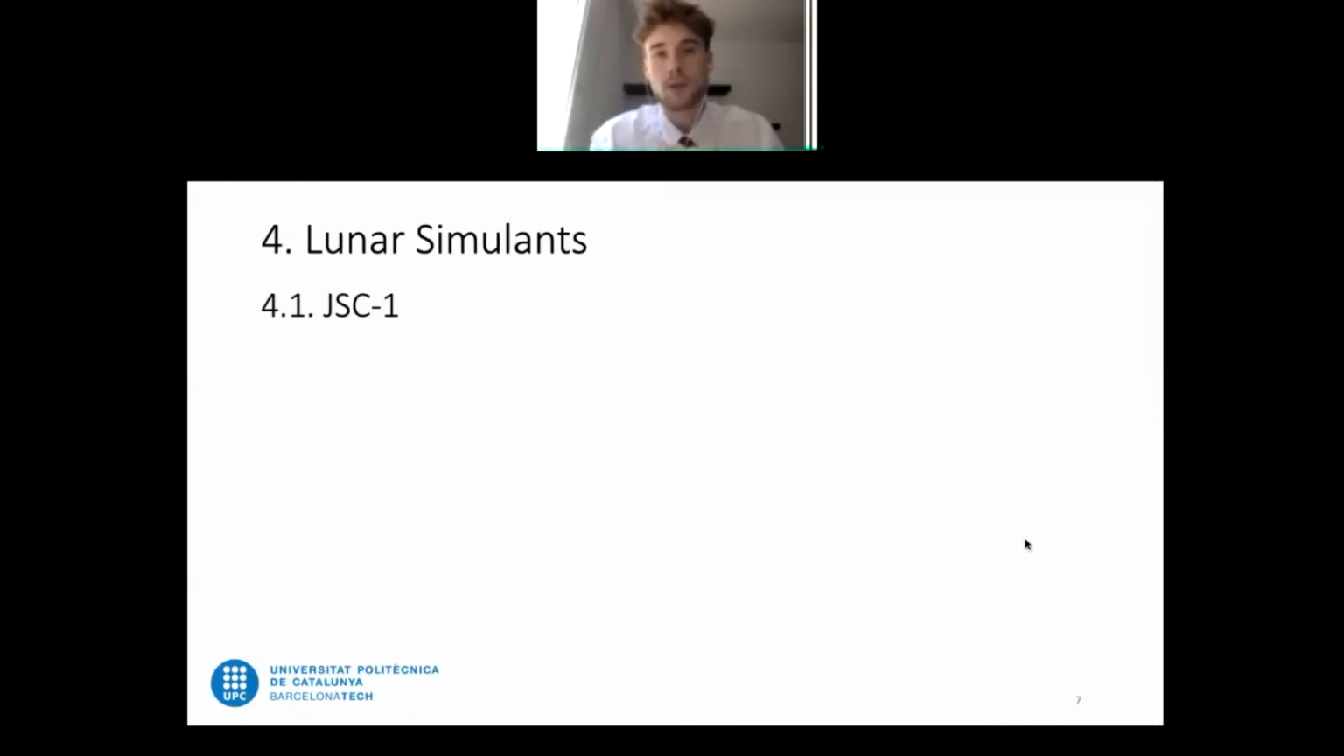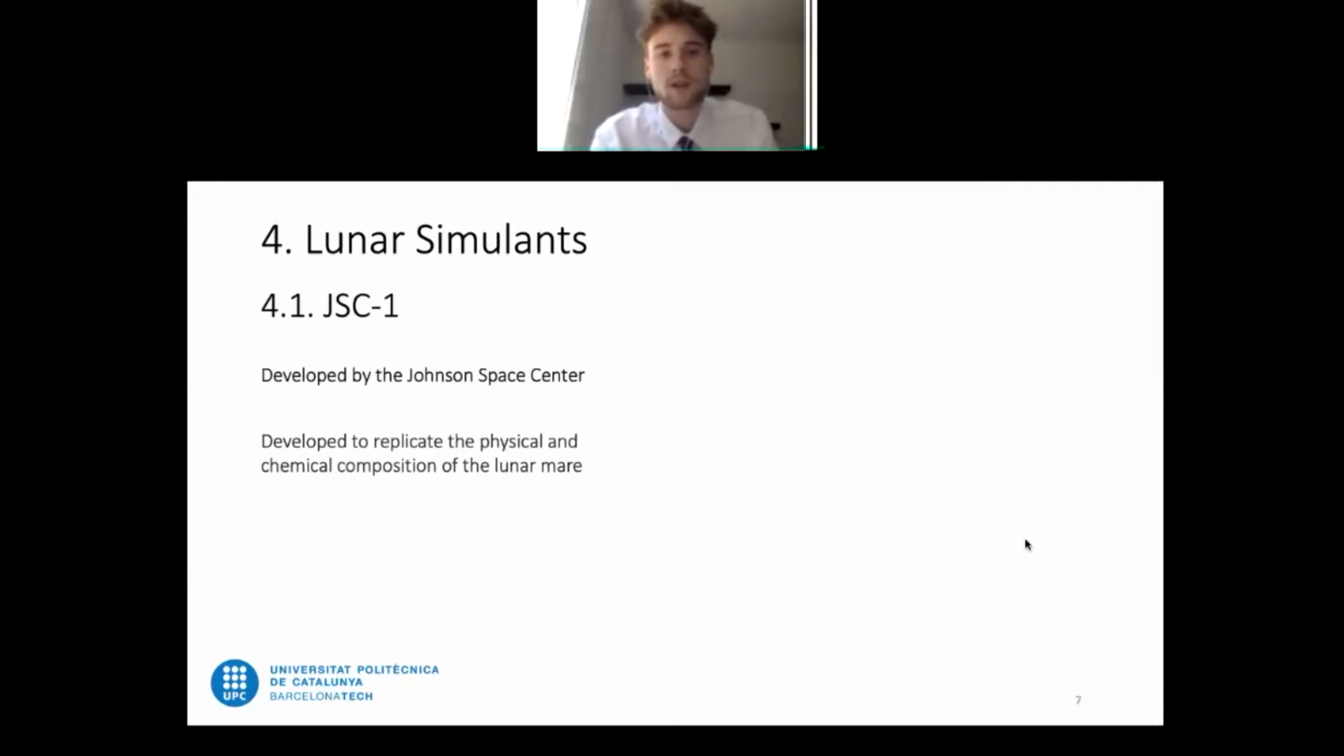So with regards to lunar simulants, 2 lunar simulants were analyzed in this project, JSC1 and FJS3. Starting with JSC1, it was developed by NASA Johnson Space Center, hence the abbreviation of JSC. Effectively, it was developed to replicate the physical and chemical compositions of the lunar mare. However, not all characteristics can be replicated here on Earth. As I previously said, the glass-like substance, which is produced by the condensation of the impact-induced vapor, contains metallic iron. This content of iron is very hard to replicate here on Earth. And this glass is known as agglutinate glass.